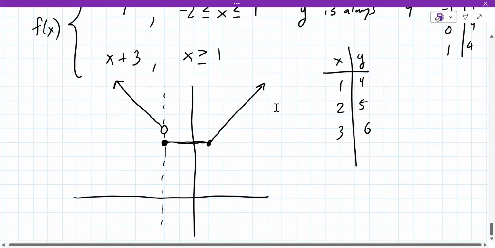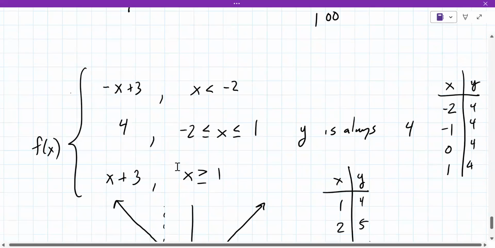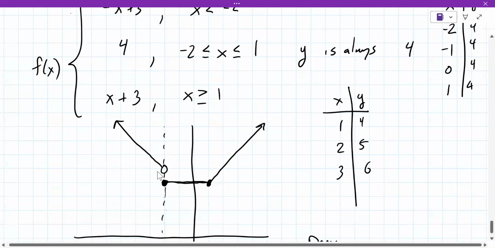Okay. Now let's talk about domain, because that's what you're asking about. You can get it from the piecewise, right here. You don't have to graph it, but I was going to say, let's do range as well. How far left does it go? How far right does it go?